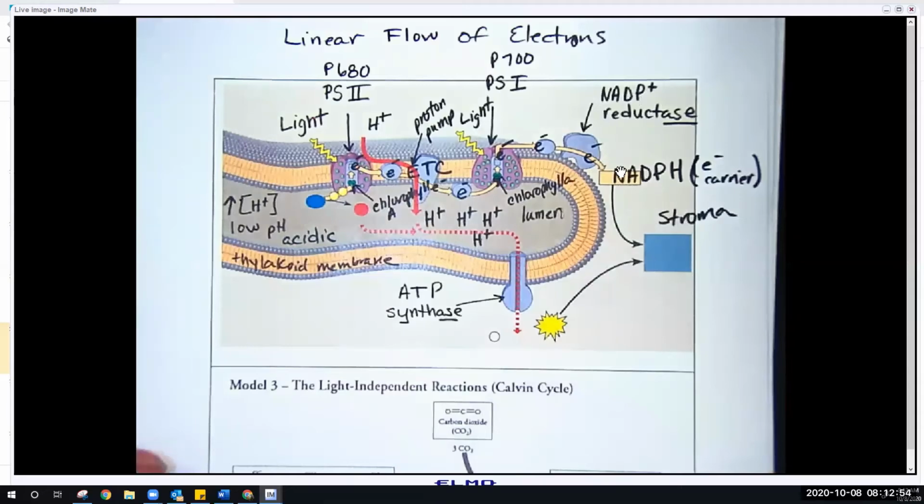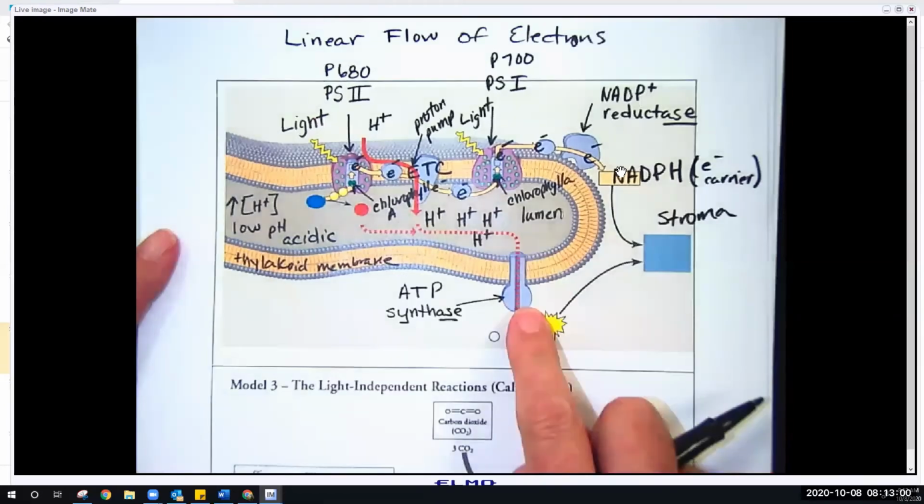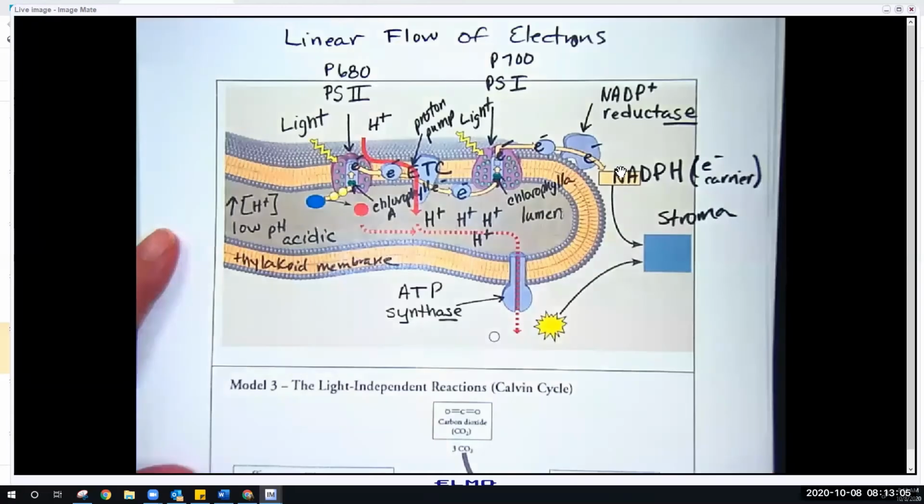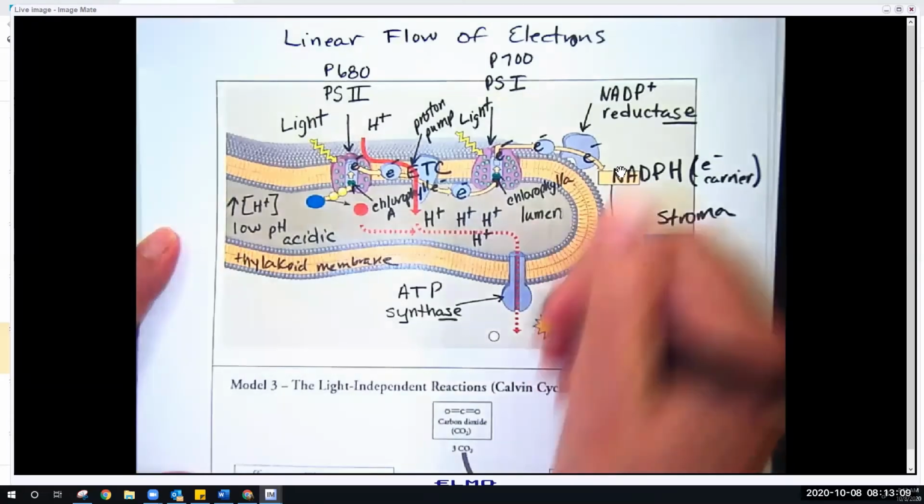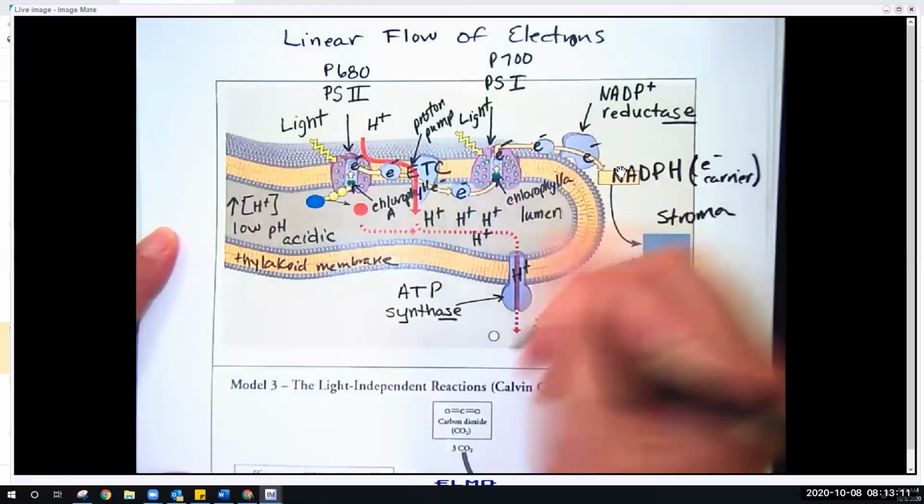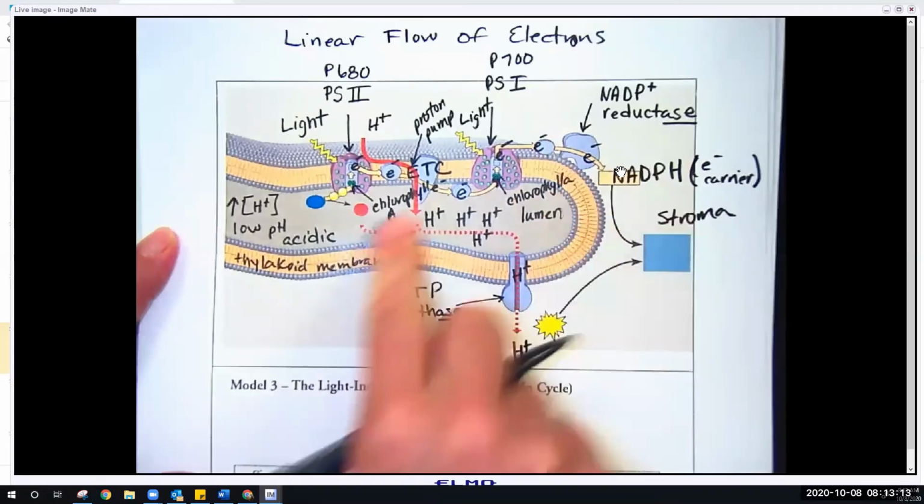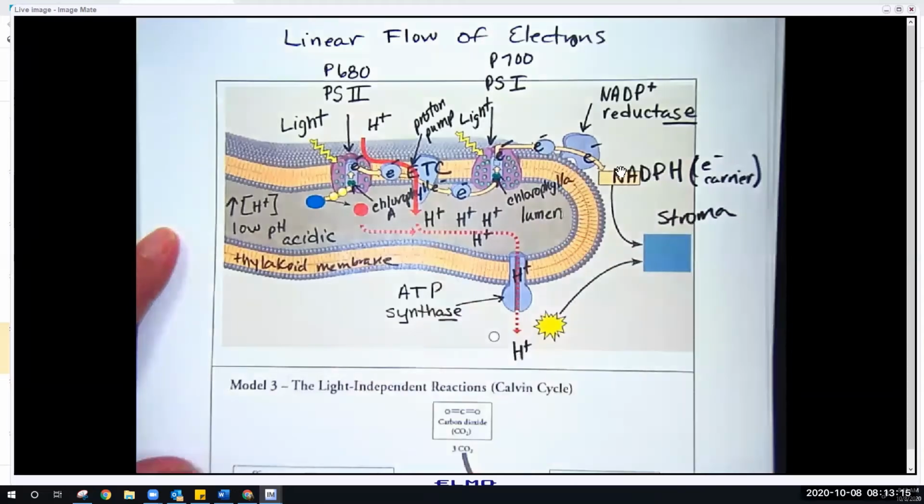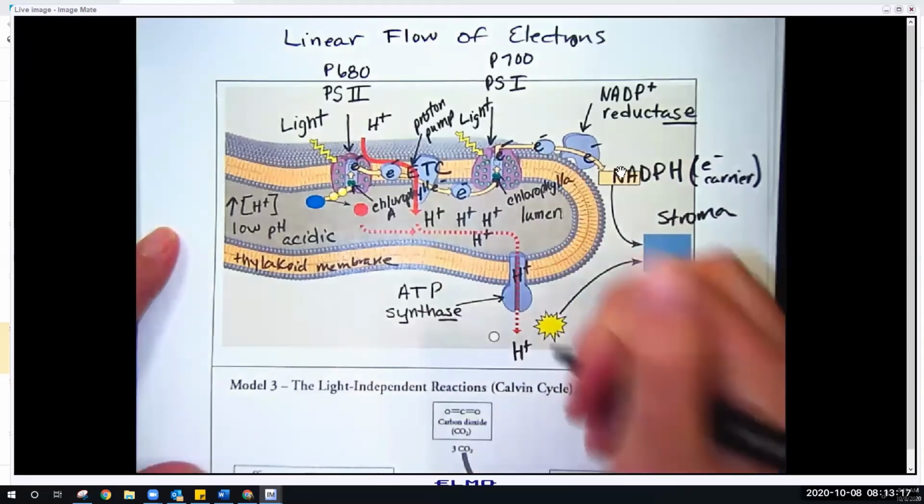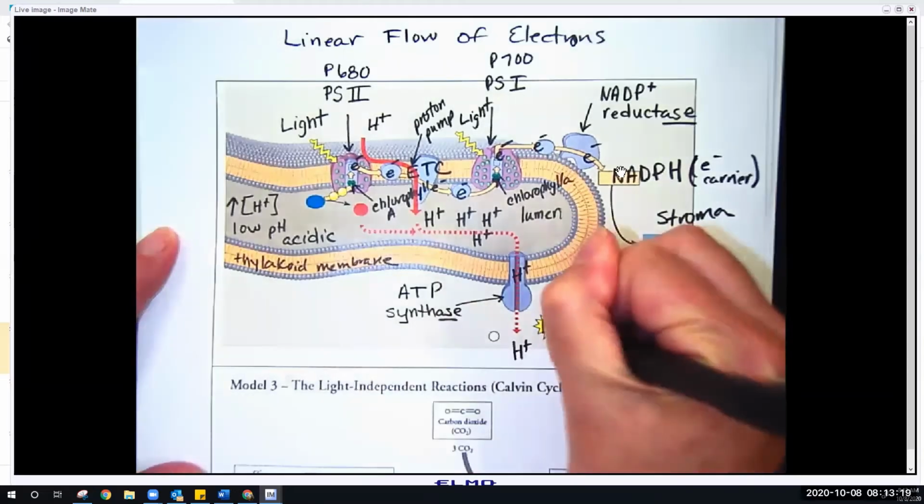The other high energy molecule that we need to make is ATP. So here's ATP synthase. This is an enzyme that synthesizes or makes ATP. So the movement of protons through ATP synthase is going to provide the energy to create ATP.